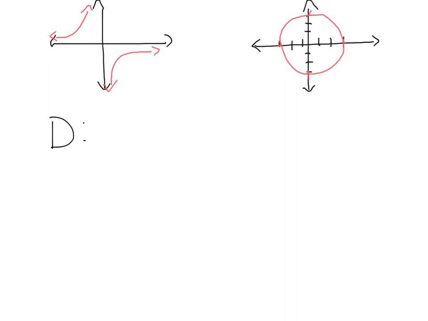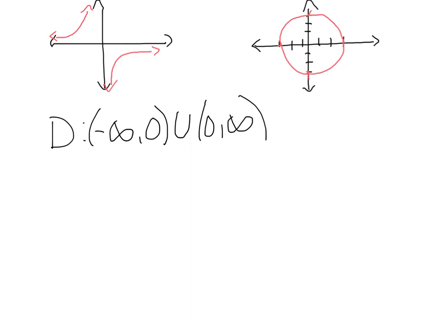Now all these negative infinity x values are included until we get to 0. So for our domain, we're going to be going from negative infinity to 0, not included. But then right once we get past 0, we start right back up again all the way to positive infinity. So this is going to be a union with 0 not included all the way to positive infinity.